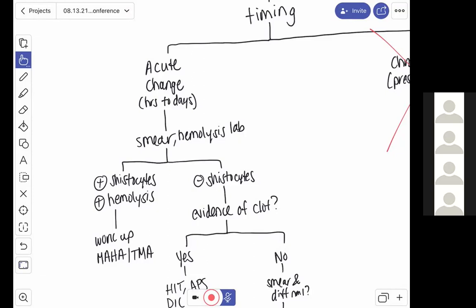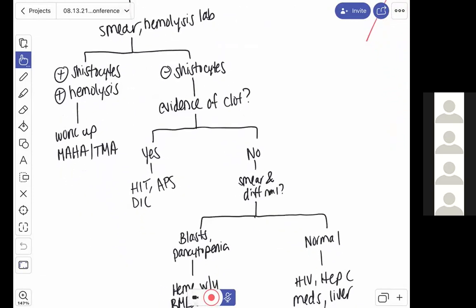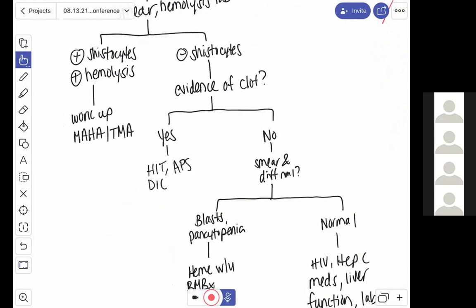If I do my workup and there's no evidence of major schistocytes, no evidence of major hemolysis, the next question that I ask myself is, is there evidence of clot? Because if there is clot, then I'm worried about a couple other things. So if the answer is yes, does the patient have HIT? Do they have antiphospholipid antibody syndrome? Do they have DIC that I need to worry about?